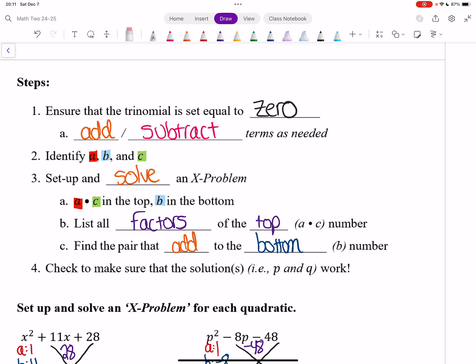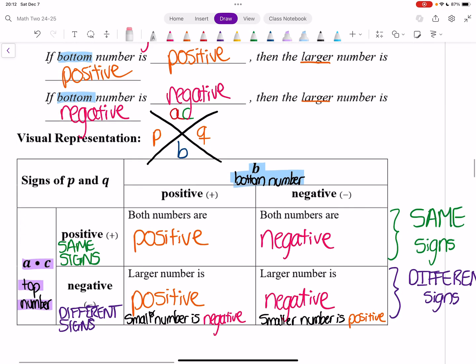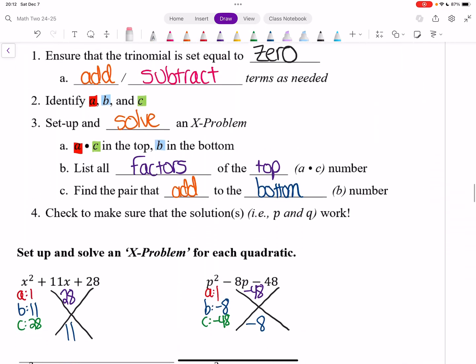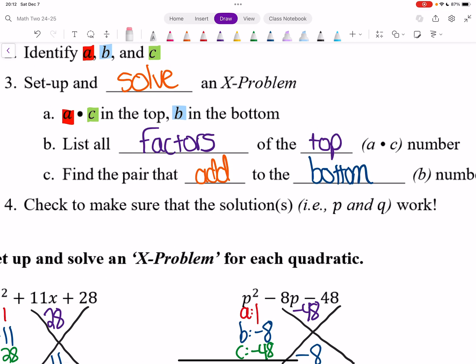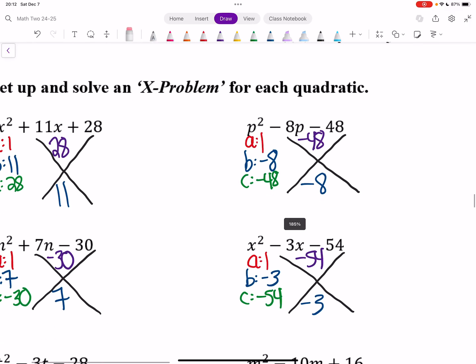Here are the general steps. We must first ensure that the quadratic is set equal to 0. We will add or subtract terms from one side to the other as needed. We then identify A, B, and C, set up and solve an x problem, AC top, B bottom, listing all the factors of the top number, and then finding the pair that add to the bottom number, using this whole page to help us figure out what the signs are going to be. Finally, it's always a good idea to check to make sure that the solutions, or P and Q, actually work, because it's very easy to make mistakes on these kinds of problems.